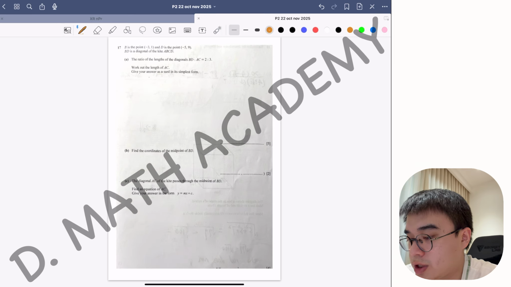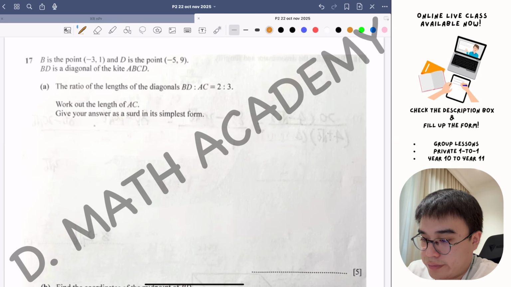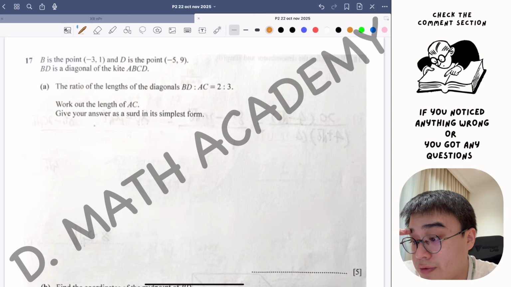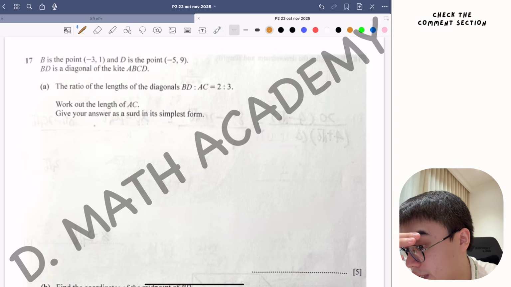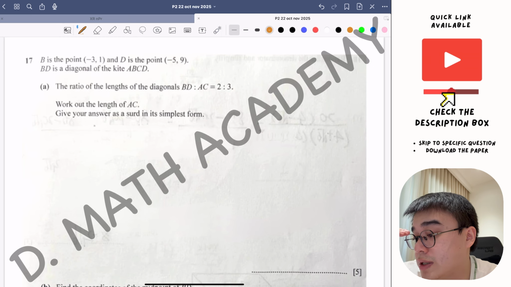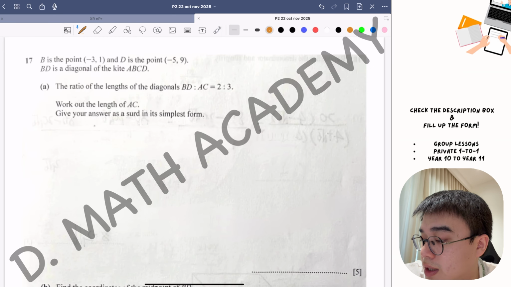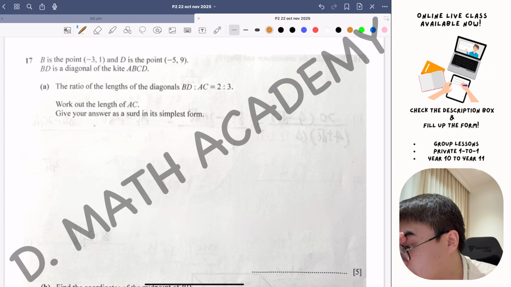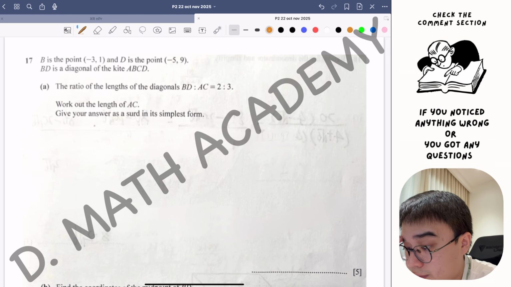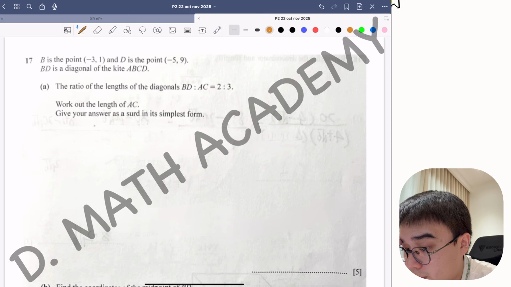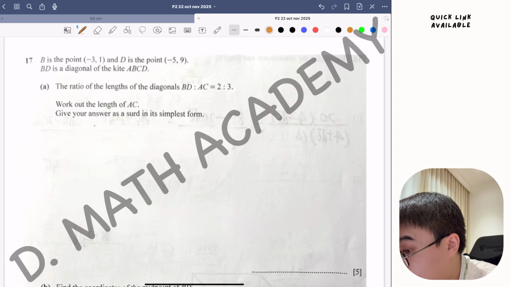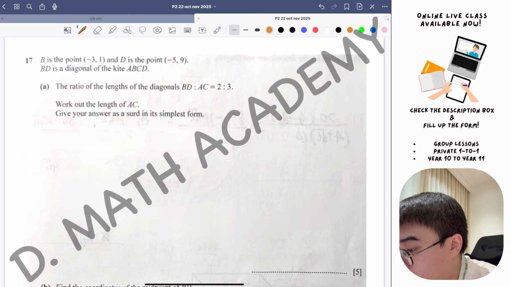Next, question 17. They said B is the point (3, -3), and D is the point (-5, 9). BD is the diagonal of the kite ABCD. The ratio of the lengths of the diagonals BD to AC is 2 to 3. BD is 2, AC is 3.